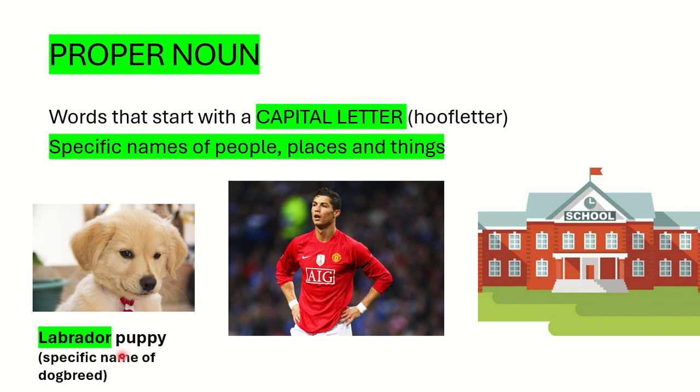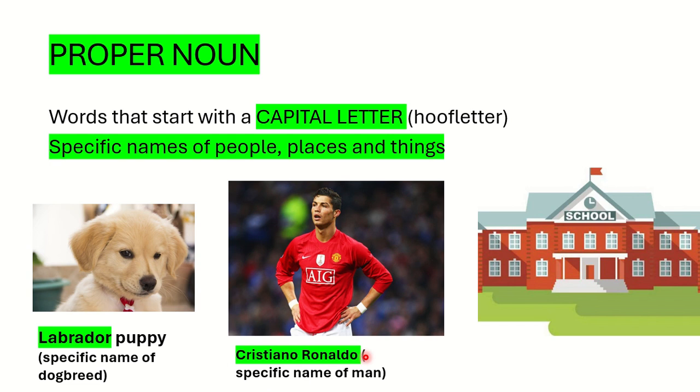Or you can just simply think about names that we give to our pets, like Rory or Rocky or Fluffy, and those names will form part of the category of proper nouns because it will start with a capital letter and it will be a specific name of that animal. And over here in our second image we have a man. Now those of you who love soccer will know that this is Cristiano Ronaldo. That will be the specific name given to this man.